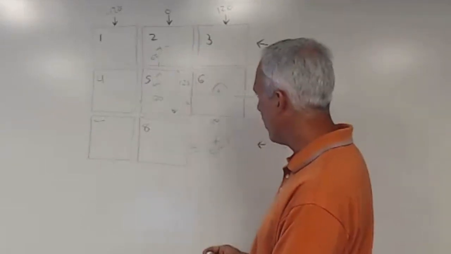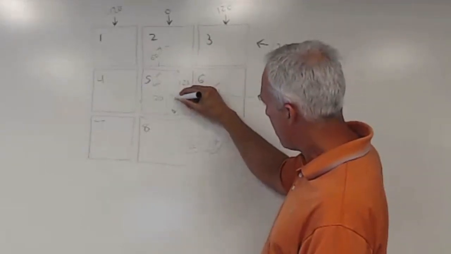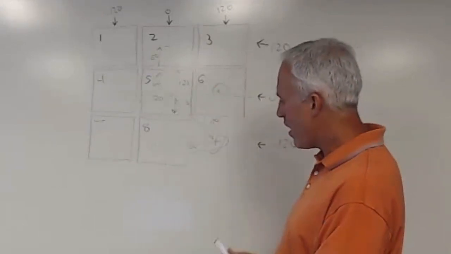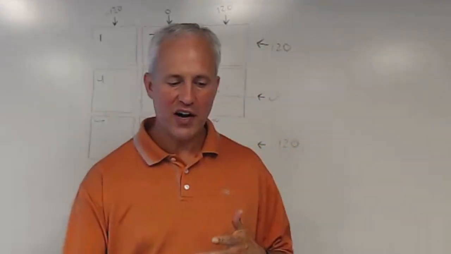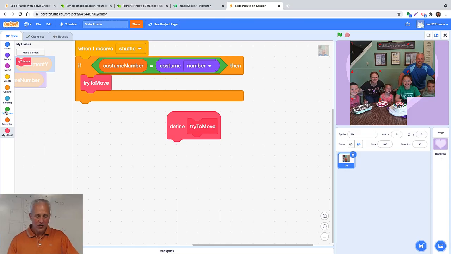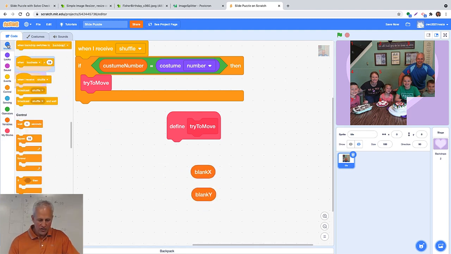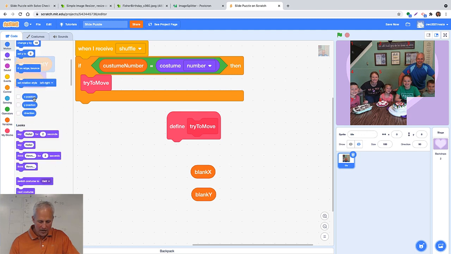Now, there's also ones that are like way up here, and this one is too far, right? So here's our plan. We're going to figure out how far we are away. So we're going to do a comparison between the blank's x and y versus my current x position and y position.